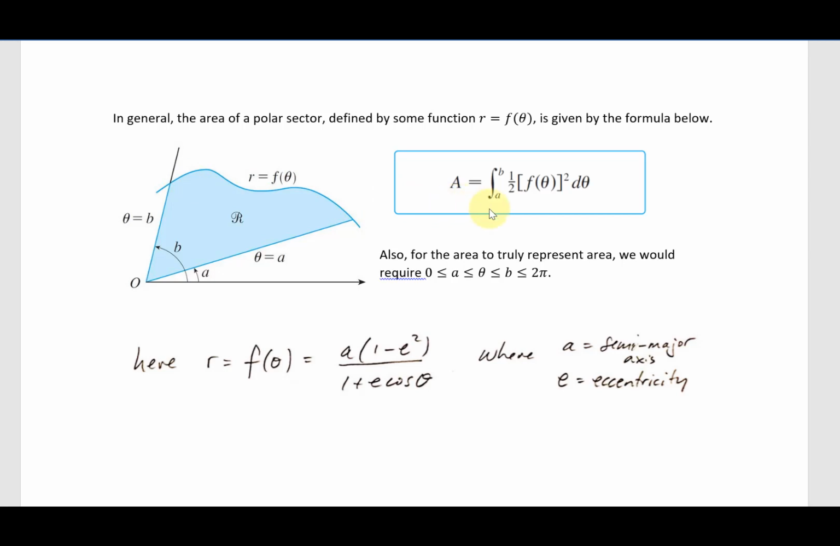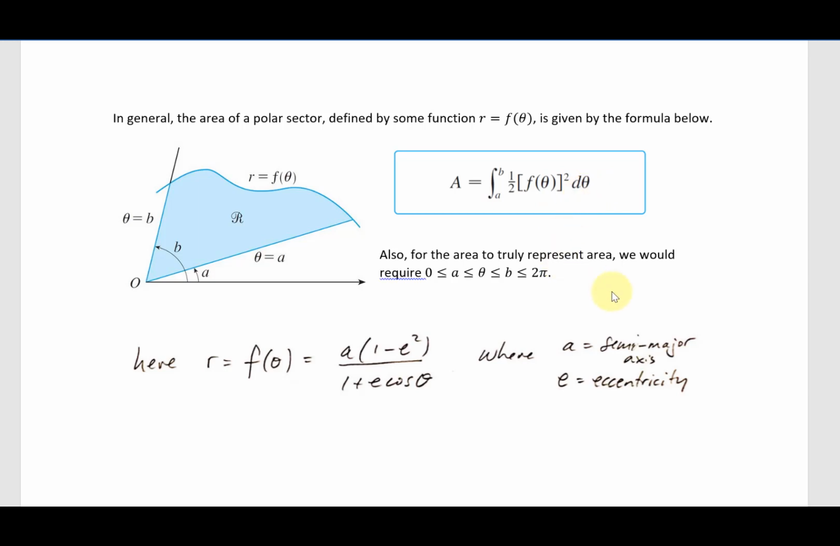So to find that area, you integrate from the angle A to the angle B the function 1/2 times the function squared, the function that defines that boundary in polar form. And the integration is with respect to theta.